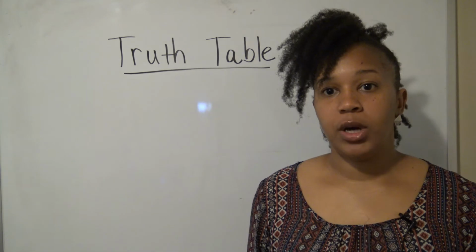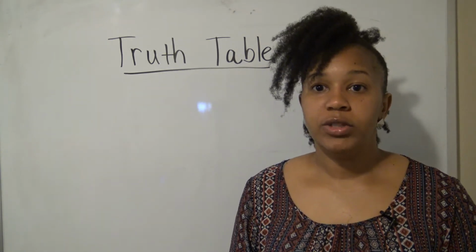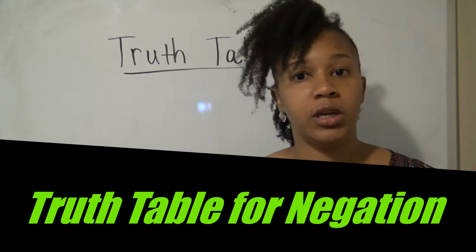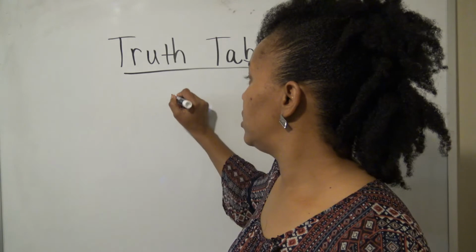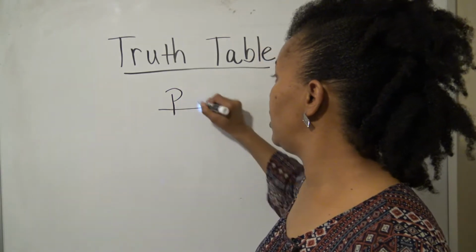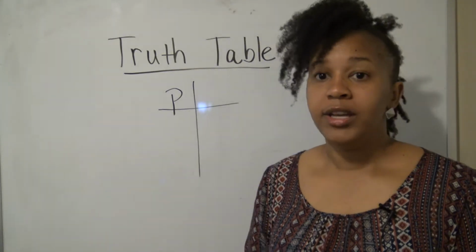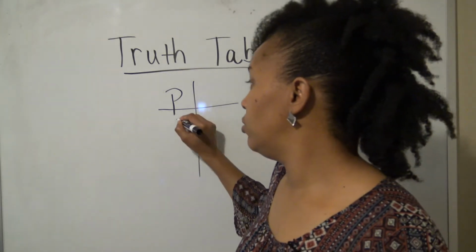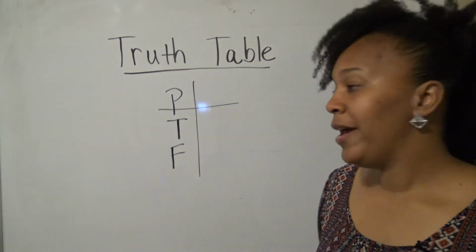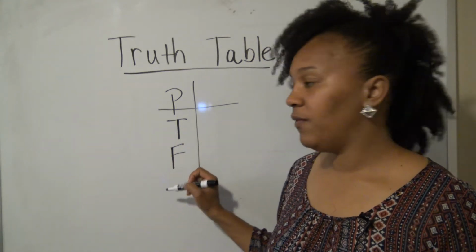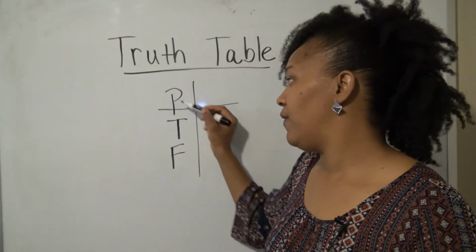The first truth table that we're going to look at is the truth table for the negation. So I'm just going to look at one simple statement. I'm going to call that statement P, and I'm going to look at all the different possible values that P can be. P can basically be true or it can be false. So I have a T here to represent true, and an F here to represent false. This first column represents P and the value of P.